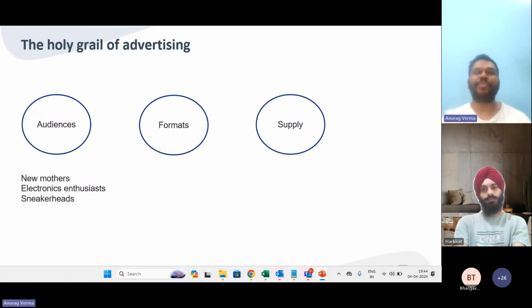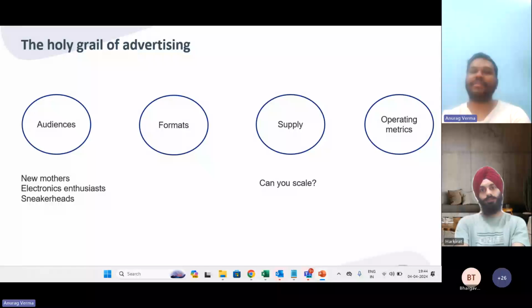I'm looking for millions of impressions or millions of clicks, and I'm also looking for audiences on top of it. So obviously supply scale is really important. So, can the publisher scale? And the final bit is operating metrics.